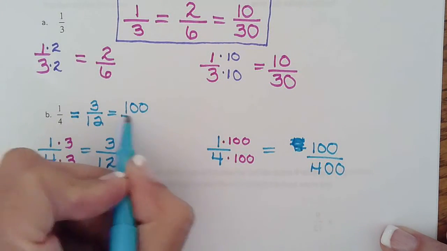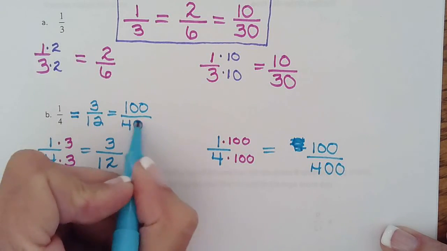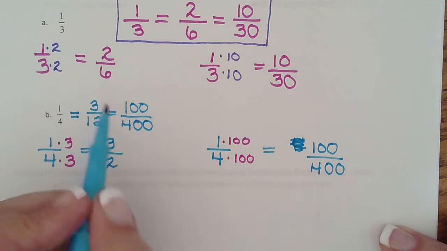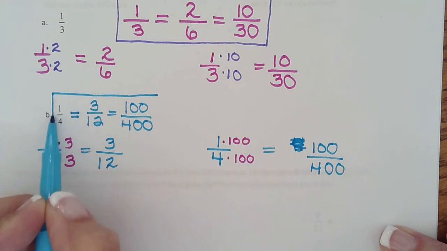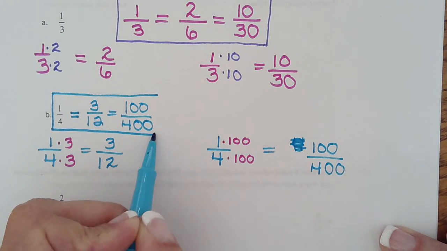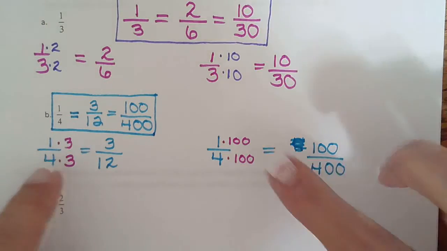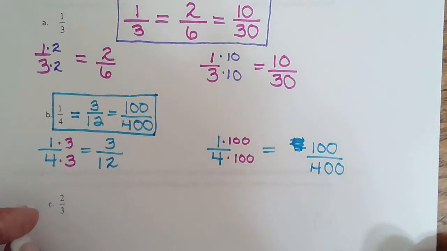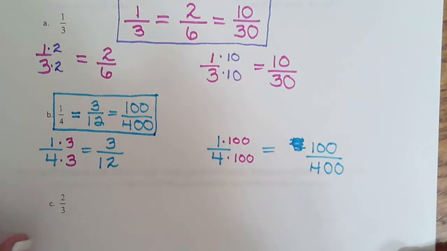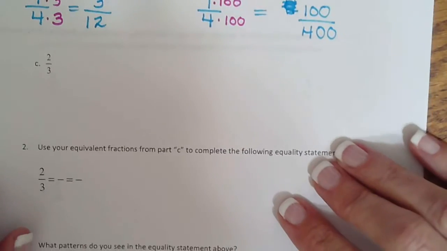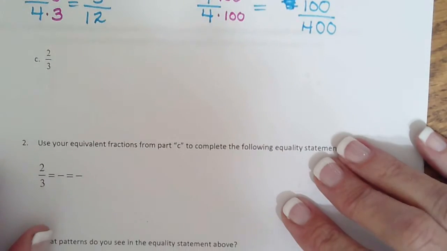So when I ask you this on the test, I just want you to know there's not just two answers. There's millions of answers. I'm just giving you two of them, but there are an infinite number of answers, just as long as you make sure it's the same number for both numerator and denominator. So go ahead and turn off the video and do letter C and then write your answers down here.